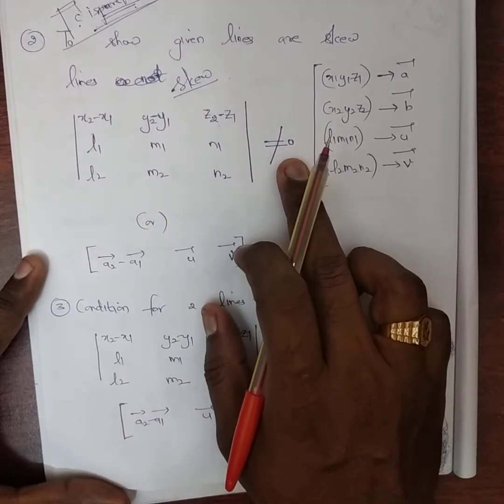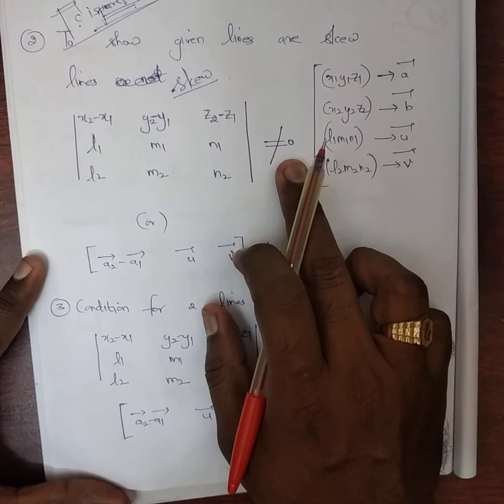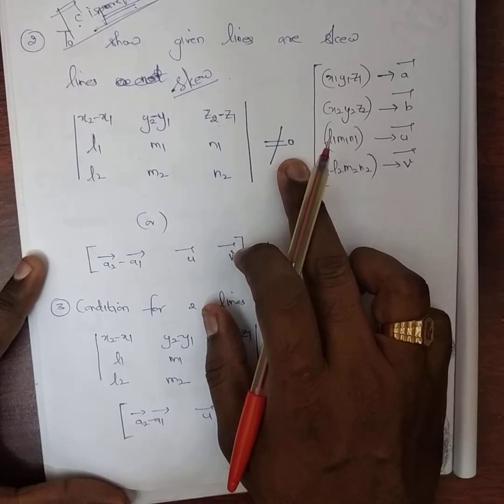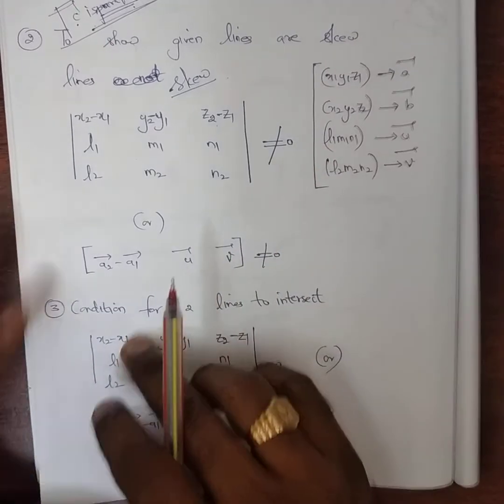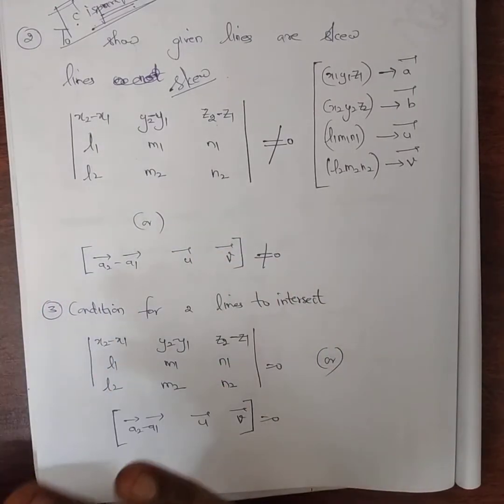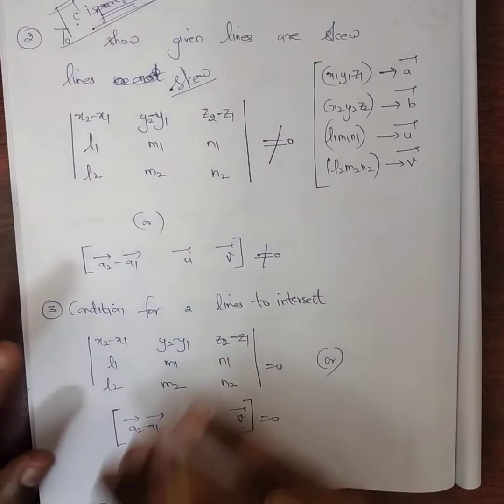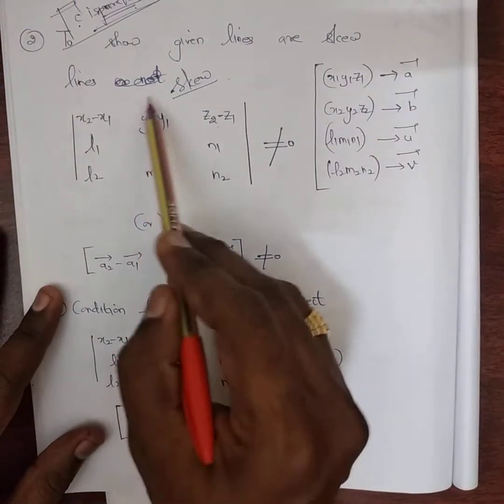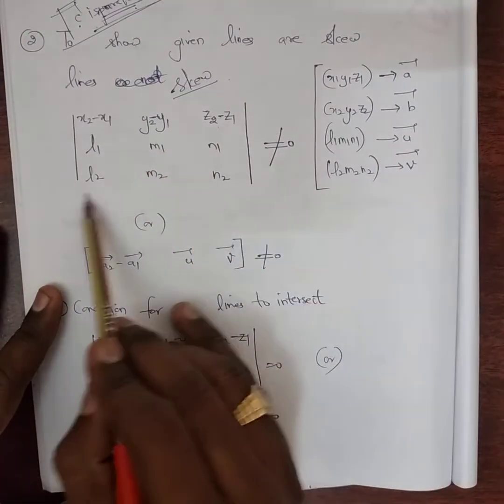What is the definition of a skew line? Once again, the same definition; if you want, you can write it and keep it. Skew lines are lines which are not parallel and which never intersect. This is called skew lines. Therefore, for skew lines the determinant is not equal to 0.